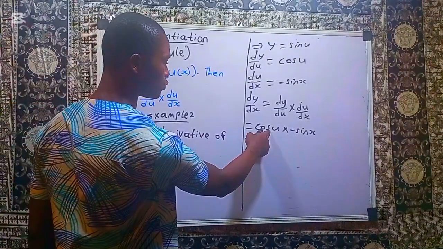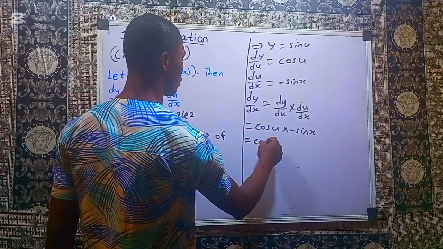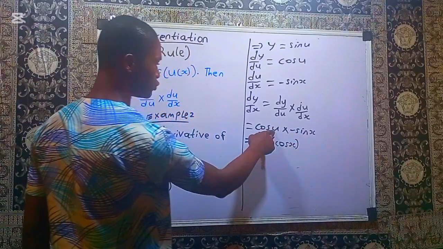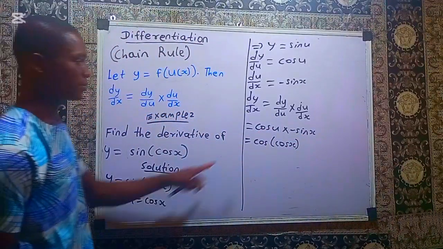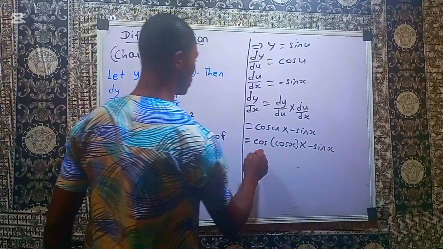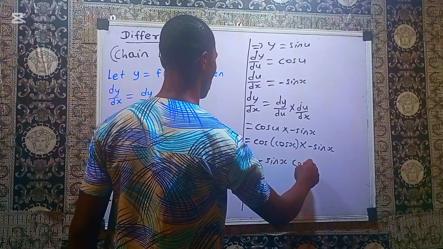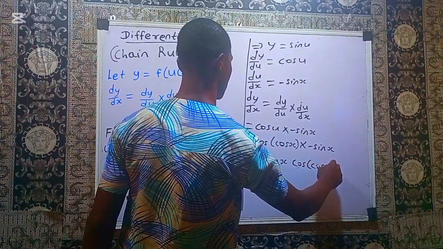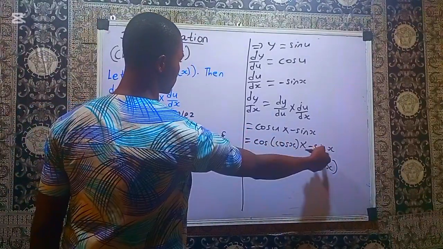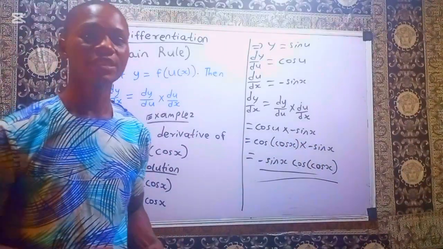But here we are having cos u, which is a cos of cos x. So we are going to have cos, then cos x, because u is cos x. So I replace u with cos x. Then multiply by negative sine x. So if you can write it as negative sine x cos cos x, because this is a product, right? You are multiplying this and this, so I can write negative sine first. This gives us the derivative of this very function.